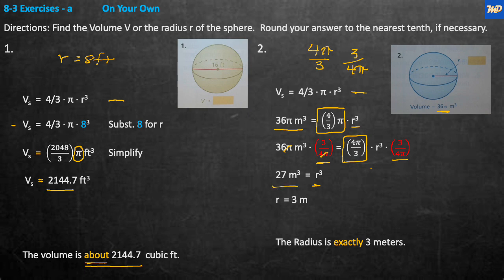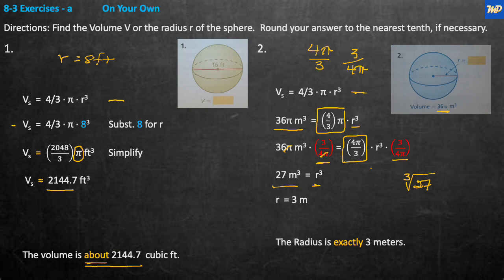That's the radius cubed. They want to know the radius, so we have to take the cube root. So we have to get the cube root of 27. If you can do it in your head, that's wonderful. If not, do it on your calculator. You're going to find that it's 3 meters. R is 3. 3 times 3 times 3 is 27. 3 times 3 is 9, times 3 is 27. The radius is exactly 3 meters.